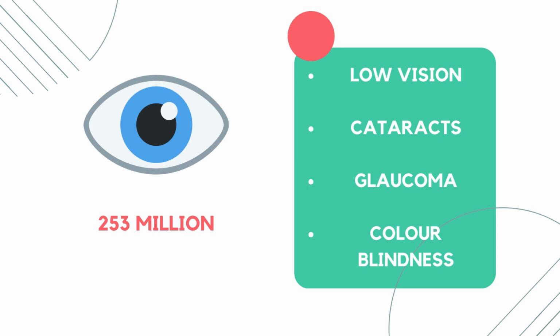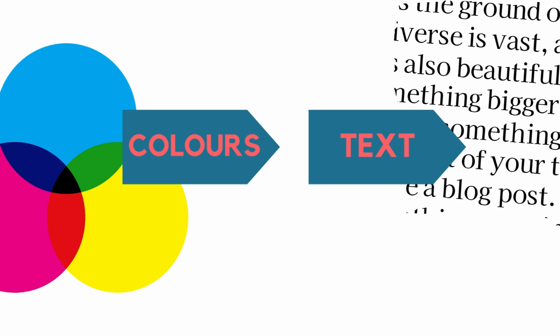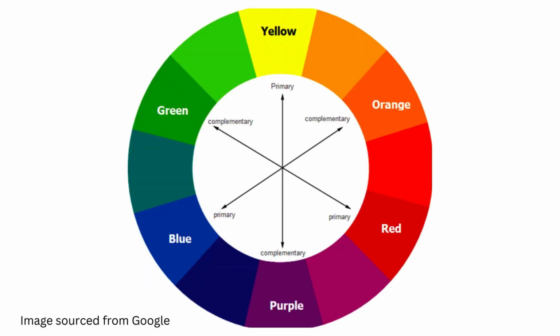This includes any and all types of visual loss or visual impairment, including things like low vision, cataracts, glaucoma, or color blindness. Some important considerations include the contrast of colors and text on a page. Designers should aim to maintain a text to background ratio of 4.5 to 1 for small text and a ratio of 3 to 1 for large text. This can be helpful for individuals to better read the contents on a page.